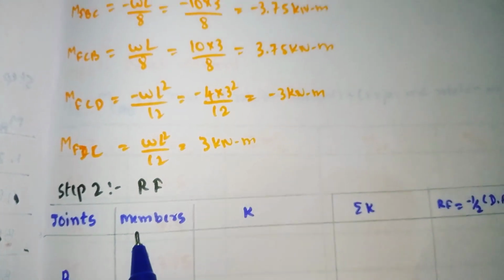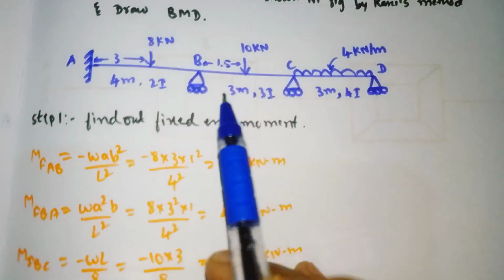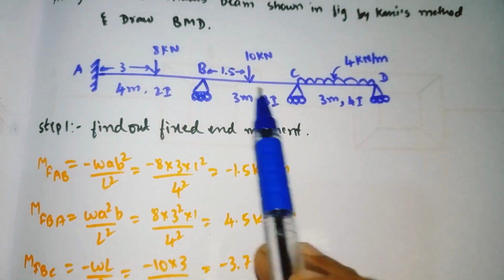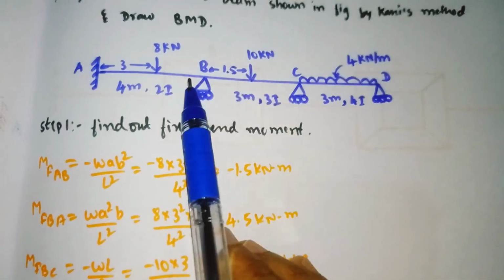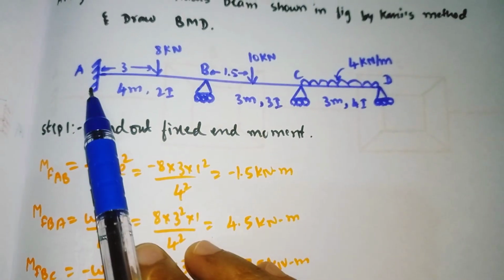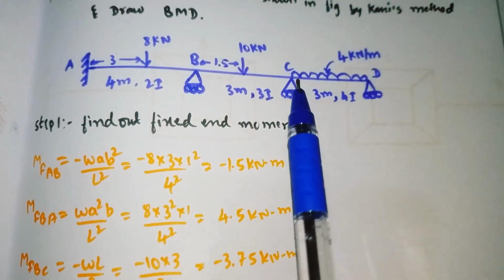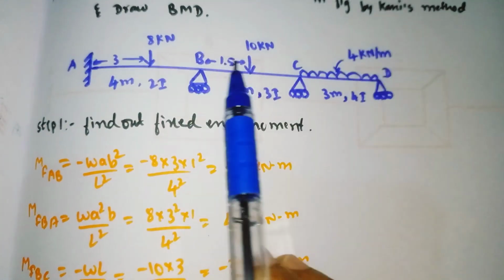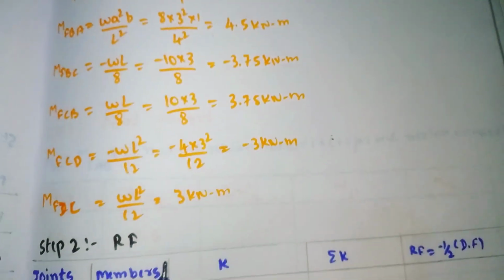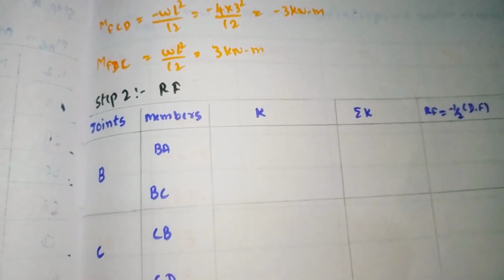We'll see. How many joints do we have? Here we have got two joints, joint B as well as joint C. For joint B we have the members BA and BC, and for joint C we have the members CB as well as CD. So I have written the same thing here.